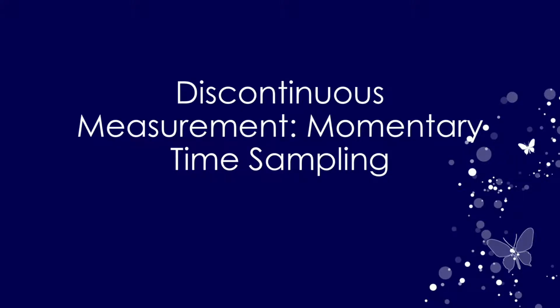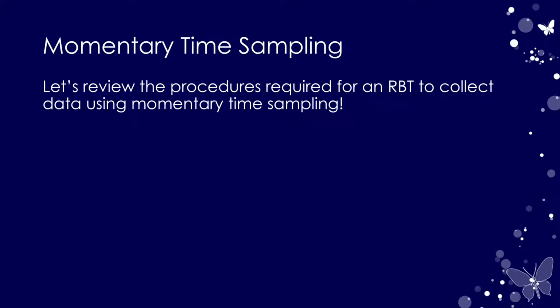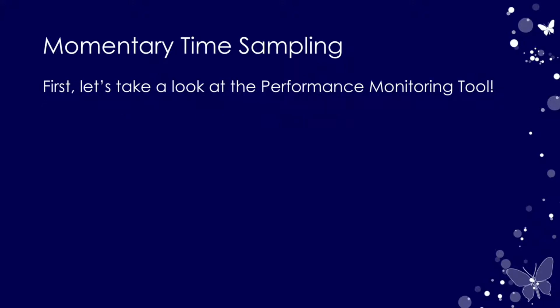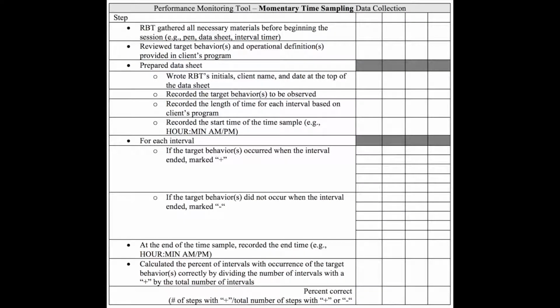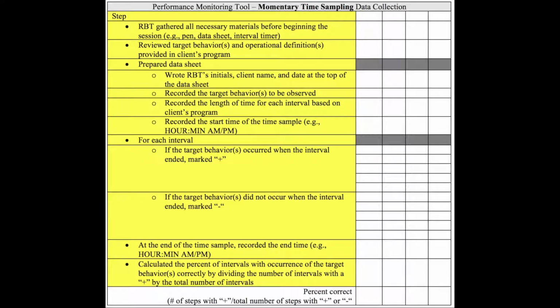Discontinuous measurement: momentary time sampling. Let's review the procedures required for an RBT to collect data using momentary time sampling. First, we're going to take a look at the performance monitoring tool. This is the tool we use to make sure RBTs are collecting momentary time sampling data correctly. These are the steps they have to complete when taking data.